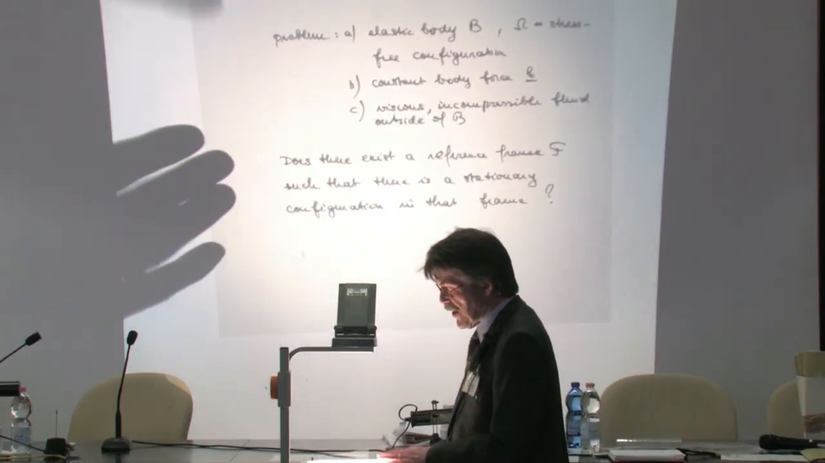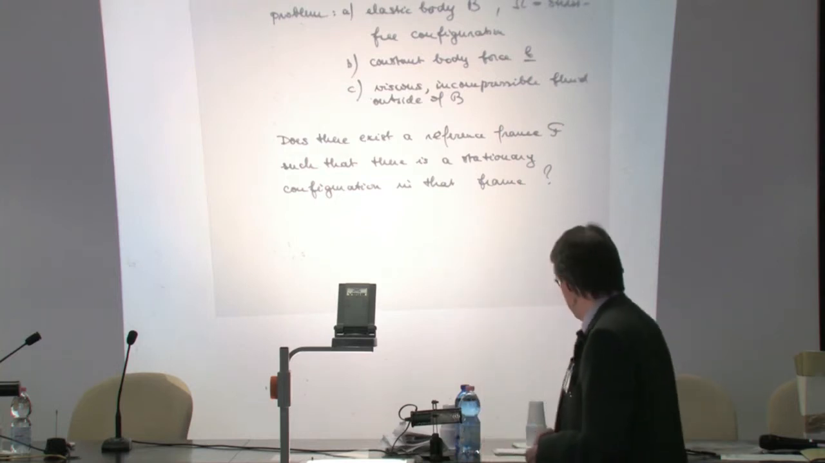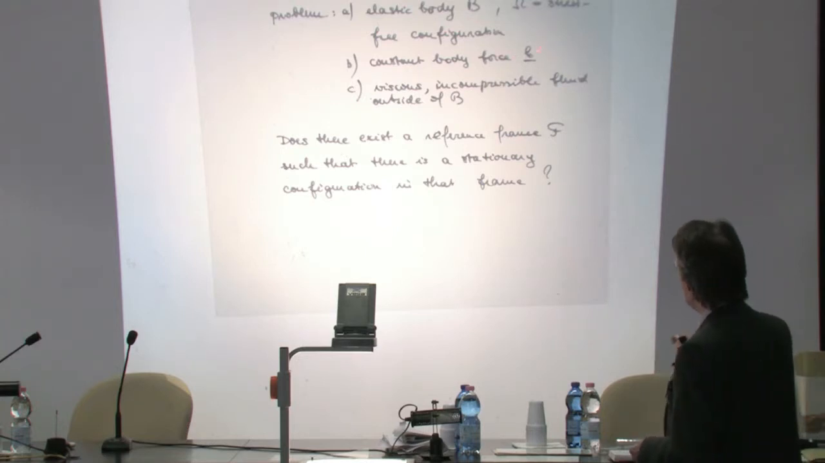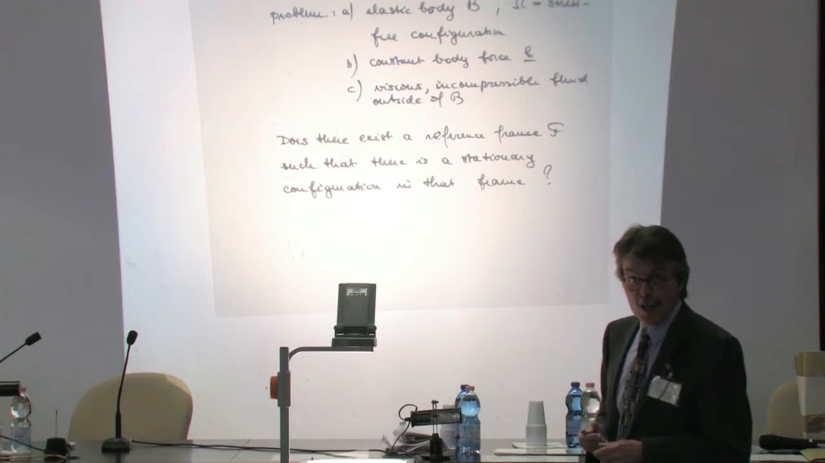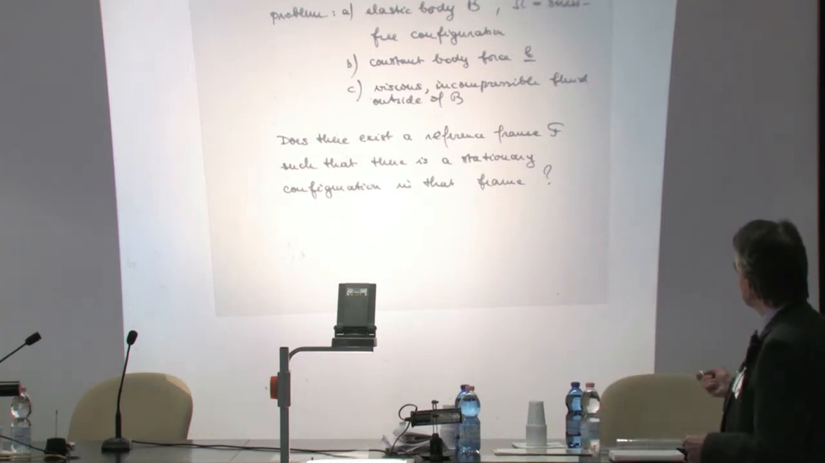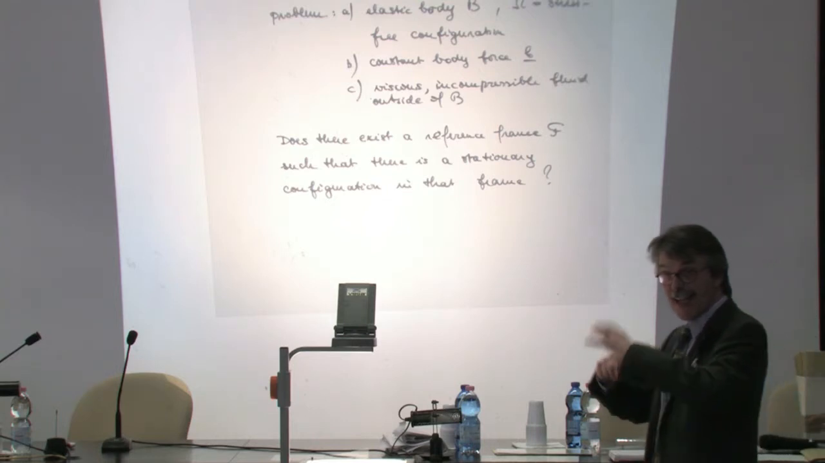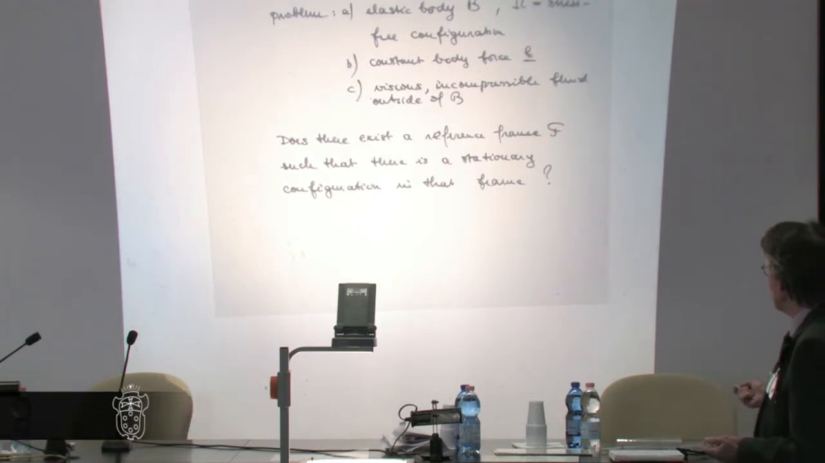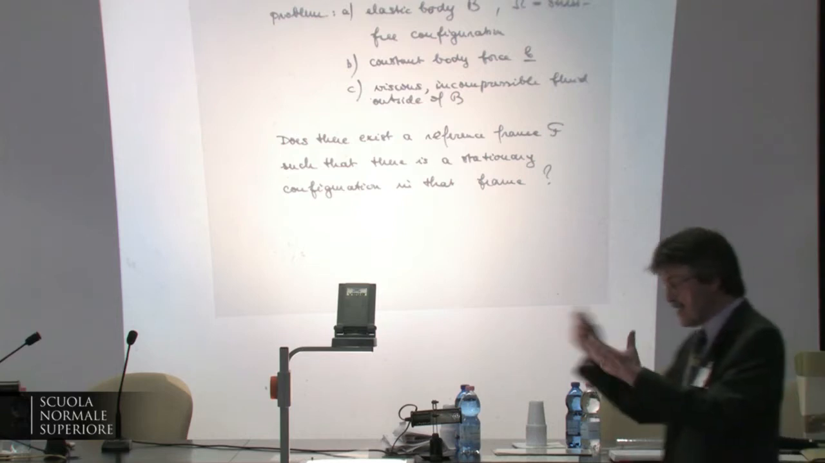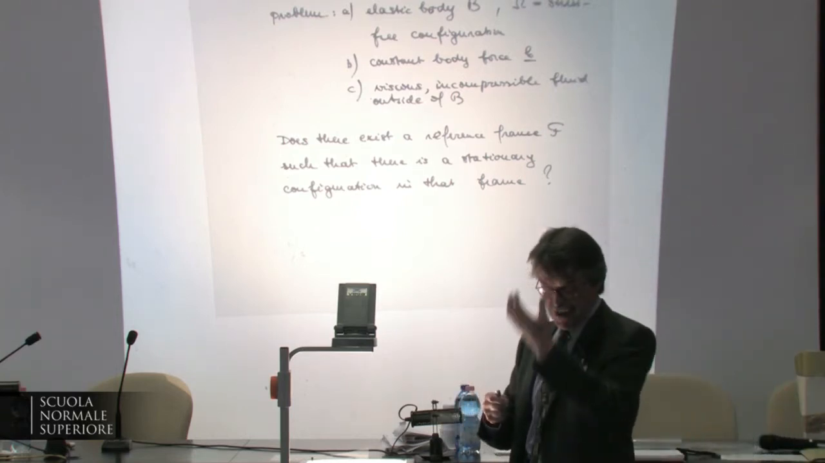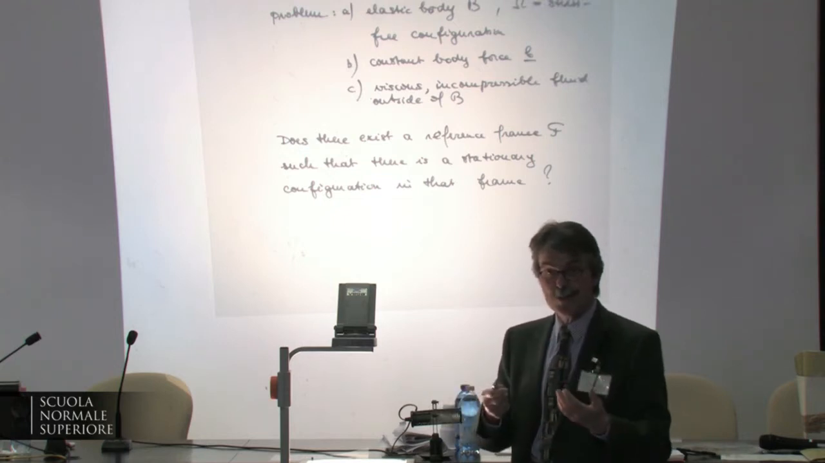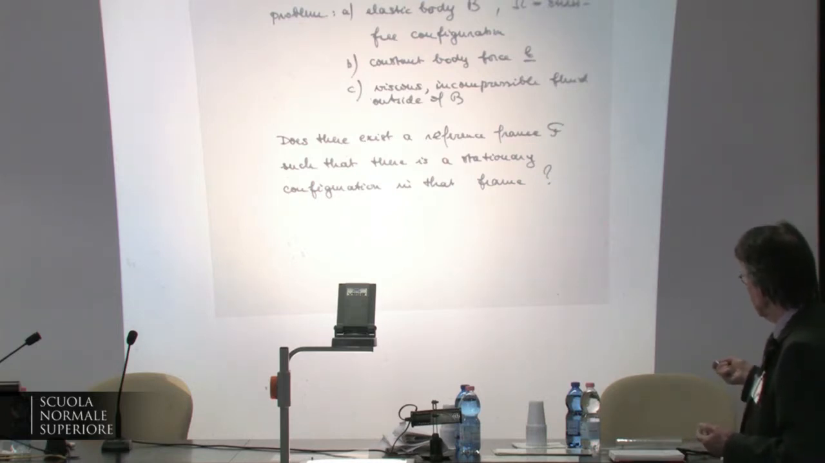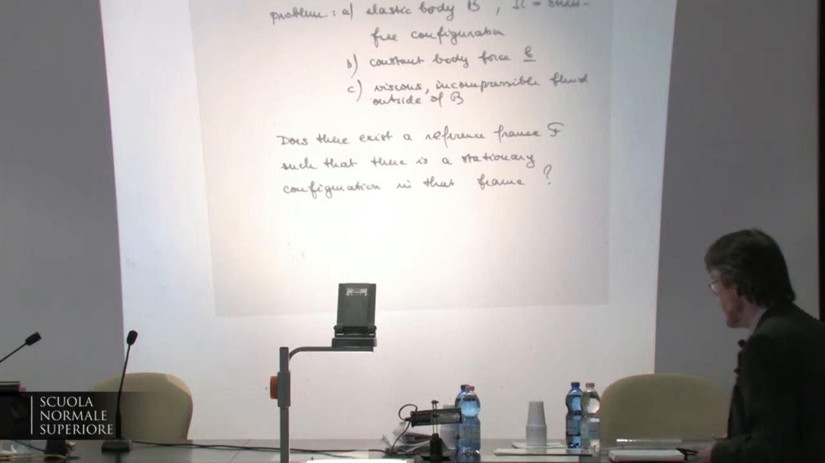So, we look at the following thing. This is again a sort of free boundary problem. You have an elastic body in some stress-free configuration. You have a constant body force. It can also be gravity. And you have a viscous incompressible fluid outside of your elastic thing. And then you ask, is there a reference frame F such that there is a stationary configuration in that frame? You can imagine if this is some body, it will not just sink down, it could turn around and do all sorts of things. And we ask, is there a reference frame such that in this frame the configuration is stationary?